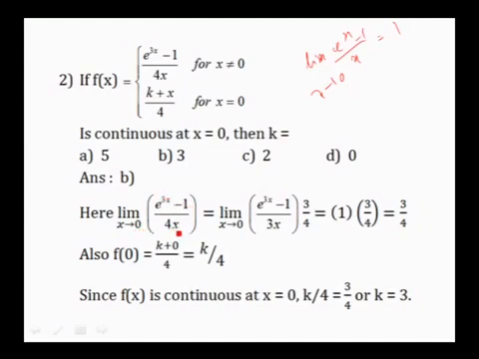This can be rewritten as, ಈ ಮೇಲೆ 3x ಇದ್ರೆ ಕೆಳಗಡೆ 3x ಅನ್ನೇ ಬರೀಬೇಕು ನೀವು. 5x ಇದ್ರೆ 5x ಬರೀಬೇಕು. ಸೊ (e to the power of 3x minus 1) over 3x into 3 by 4, that's equal to 1 into 3 by 4, which is equal to 3 by 4.